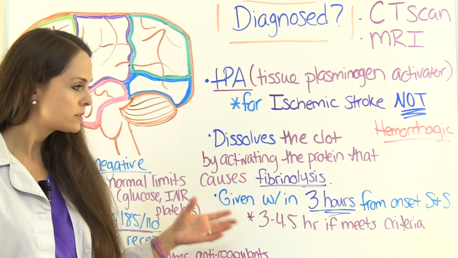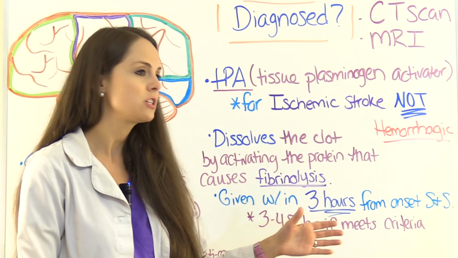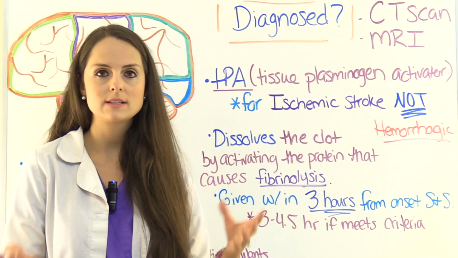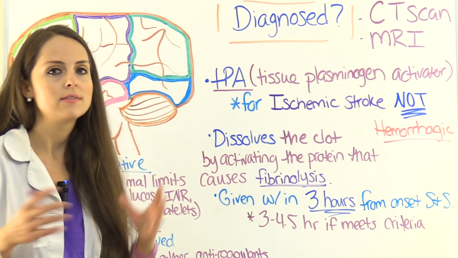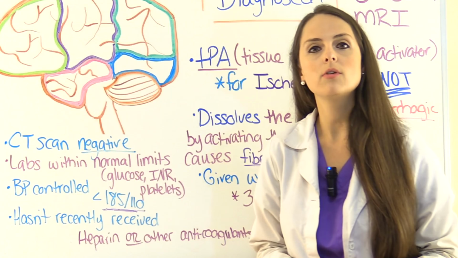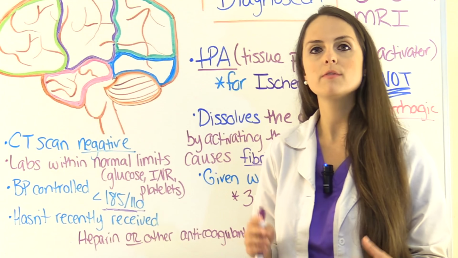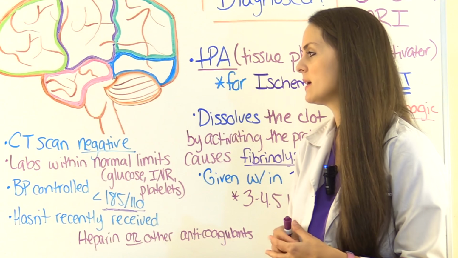Now, there are some exceptions within the 3 to 4.5 hour range. If the patient meets strict criteria, they may be able to receive this, but the physician will have to analyze that. So what are some criteria that a patient should meet before they receive tPA? And as a nurse, I would remember these.